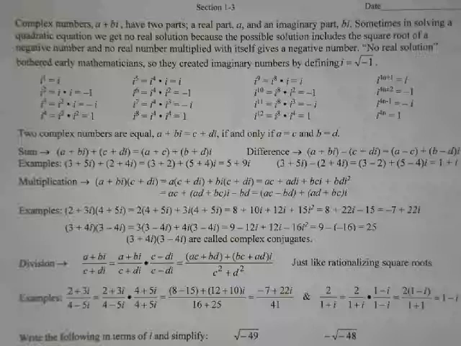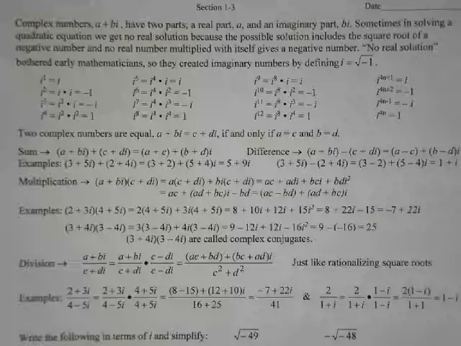Now, let's start off with the definition. A complex number has two parts. A, the real part, just like any ordinary number, and B, I, the imaginary part, where the I is the square root of -1, by definition.